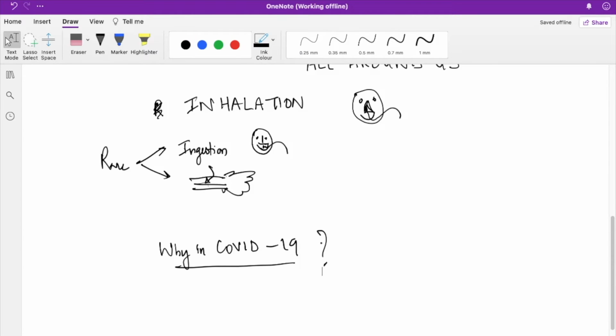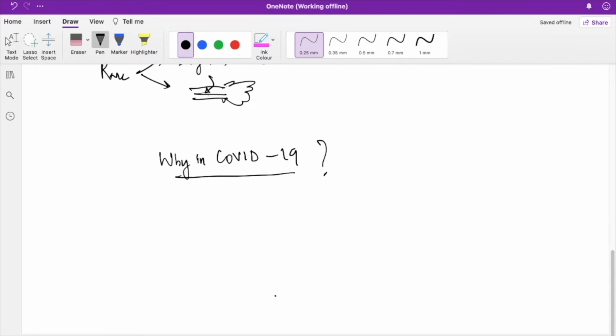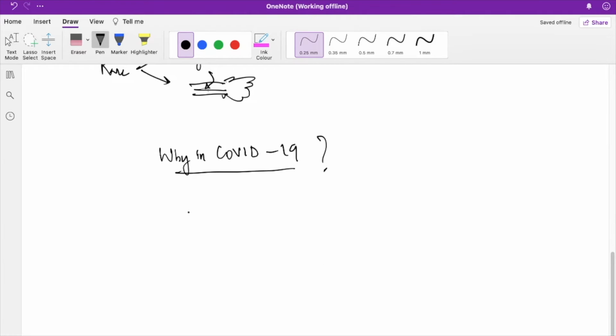But you must have noted in news that most mucormycosis occurs in COVID positive patients who have associated diabetes mellitus, and that too uncontrolled diabetes mellitus, that is, their sugar levels are not under control. In diabetic patients whose blood sugar levels are not under control, the immunity is compromised or decreased. How? There are several reasons for this. Let's see one by one.